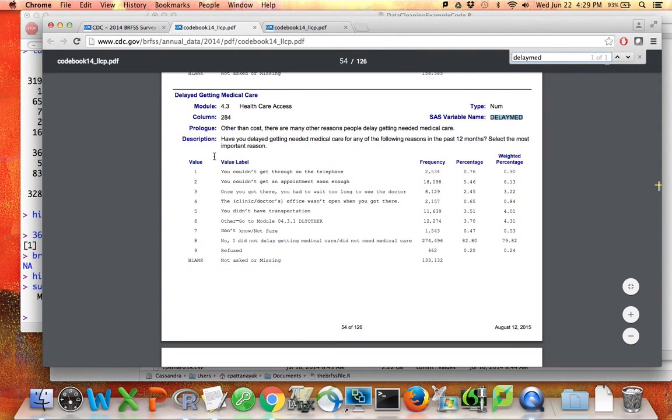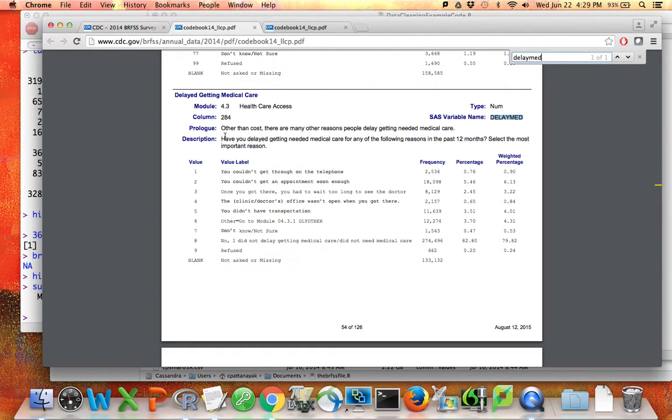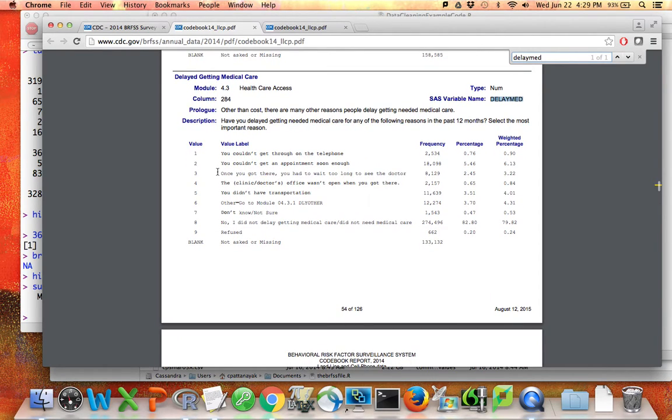Here it is. So this says, other than cost, there are many other reasons people delay getting needed medical care. Have you delayed getting needed medical care for any of the following reasons in the last 12 months? So we have things like you couldn't get through on the telephone, you couldn't get an appointment soon enough, you didn't have transportation. No, I did not delay. That's the most common response.